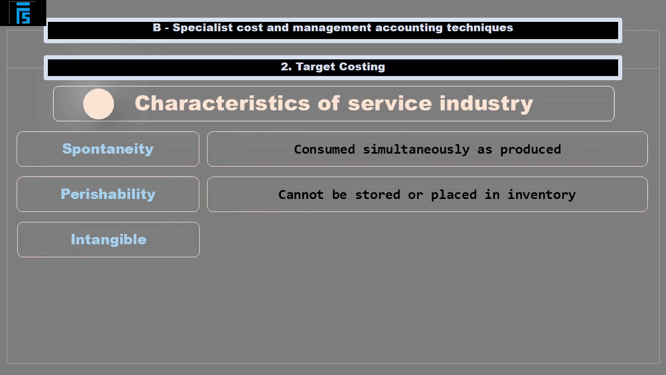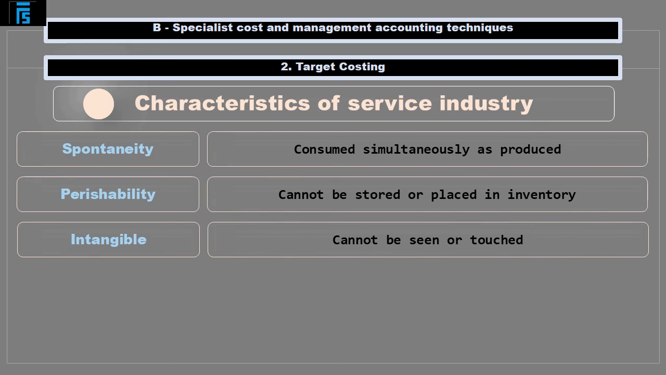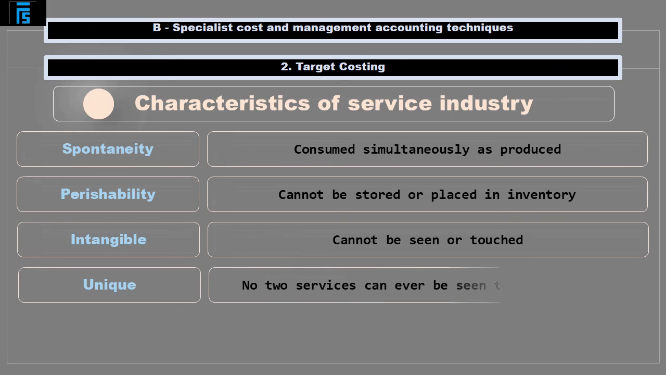Intangible. A service cannot be seen or touched, hence it is intangible. This obviously differs to a manufactured product, which has physical substance and can be seen and touched. Unique. As a service involves people and typically human interaction, then no two services can ever be seen to be homogeneous. While standardization of a service may be expected by the customer, this is often very difficult to provide.